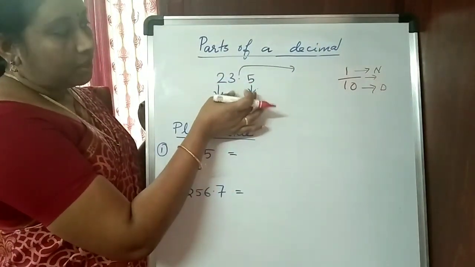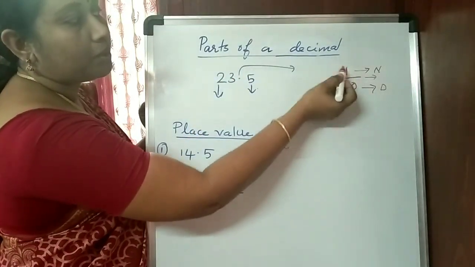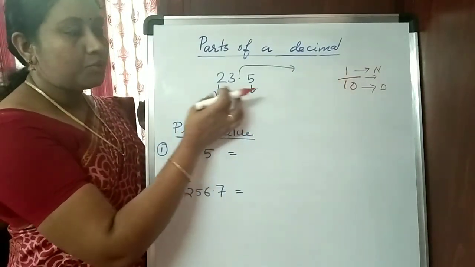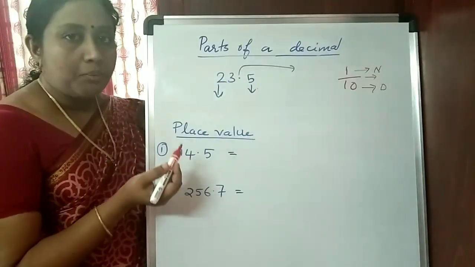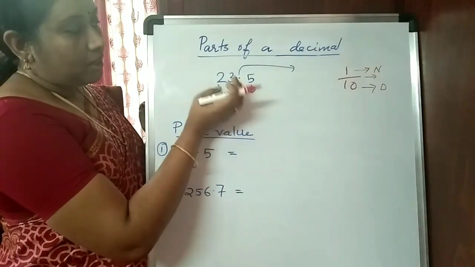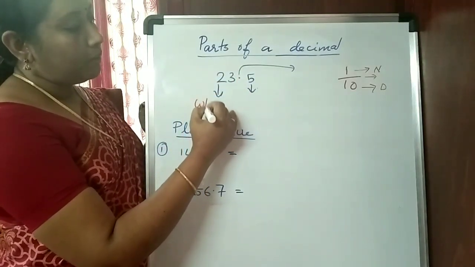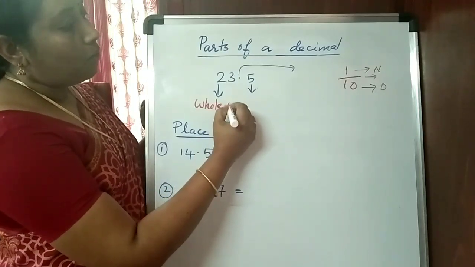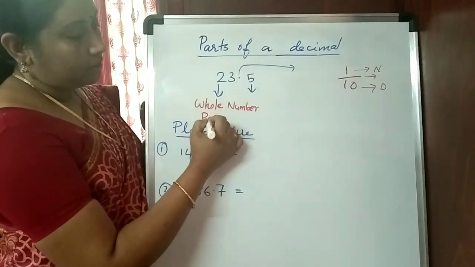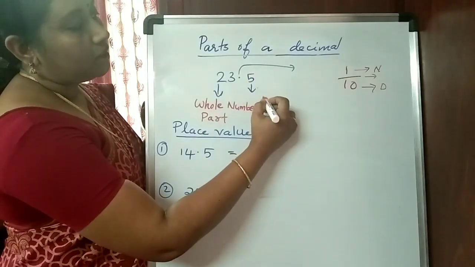Here two parts are there. In between two numbers there is one line, that is called a fractional number. But here in between two numbers there is one dot. Such type of numbers are called decimal numbers. Here two parts are there. Left side of that decimal dot, this is called whole number part. And right side of dot, this number is called decimal part.